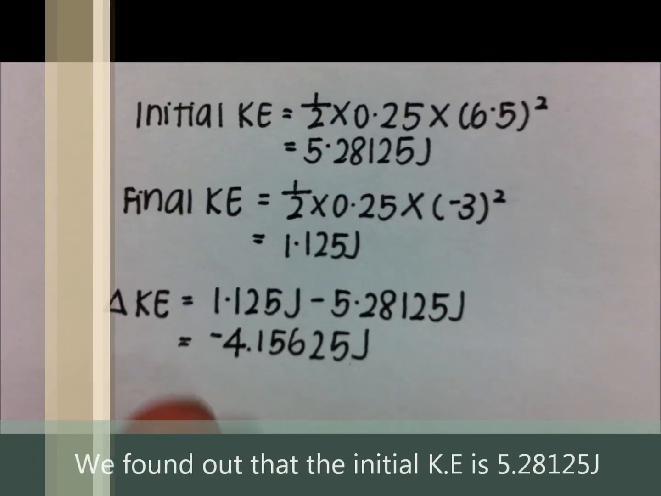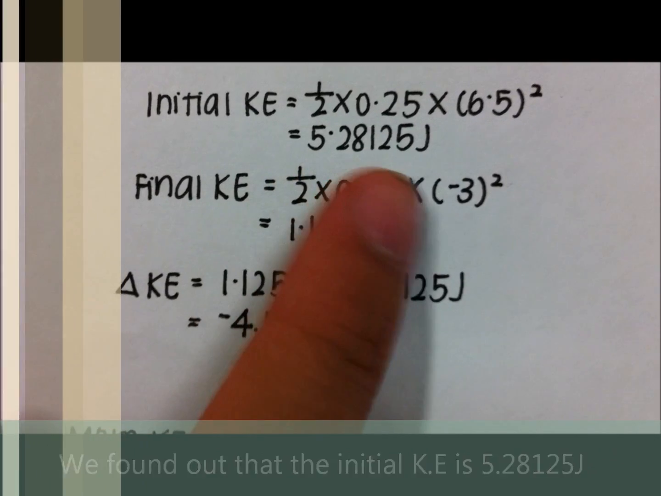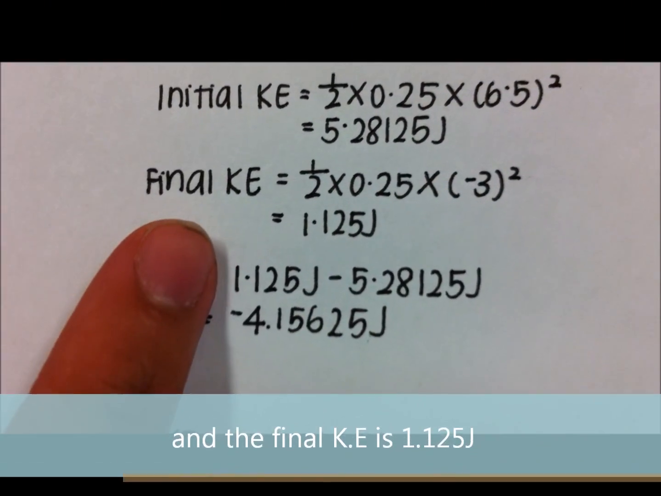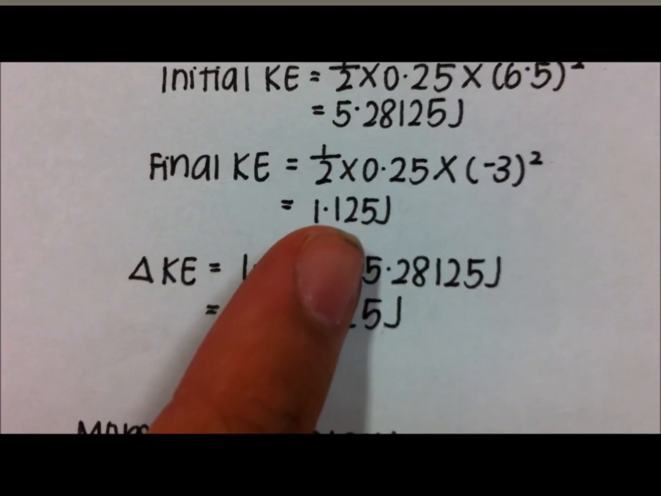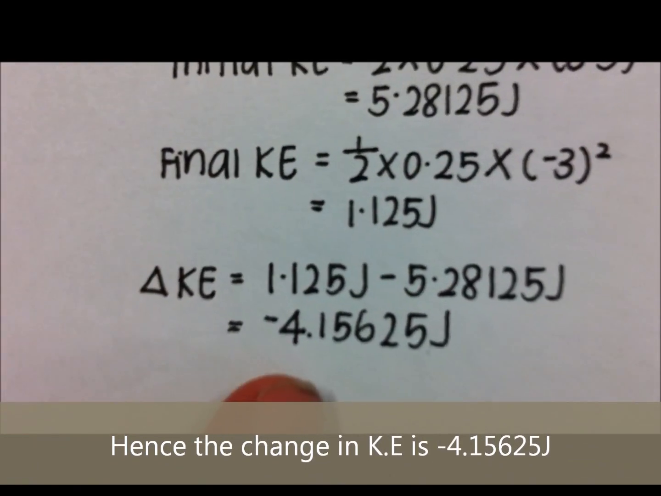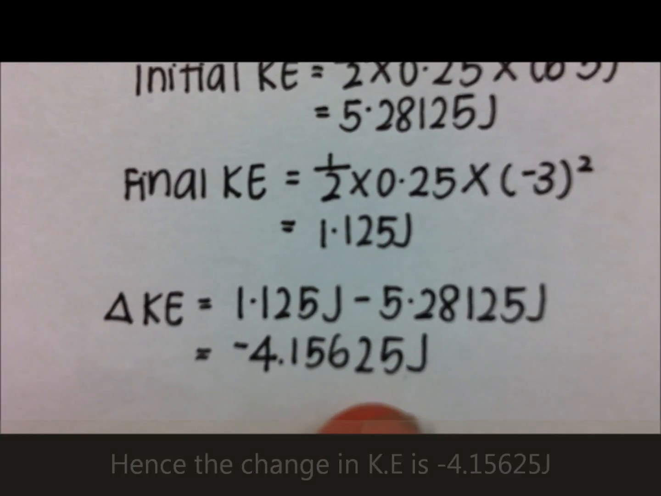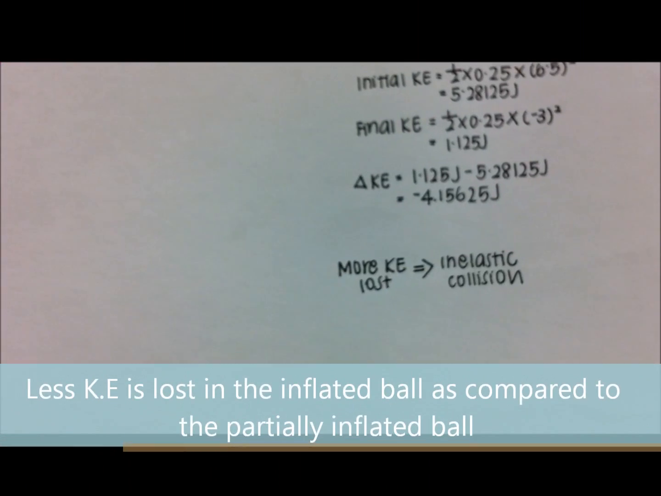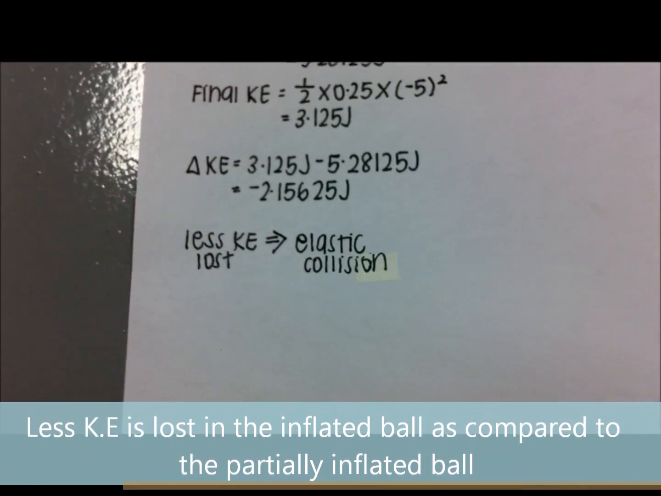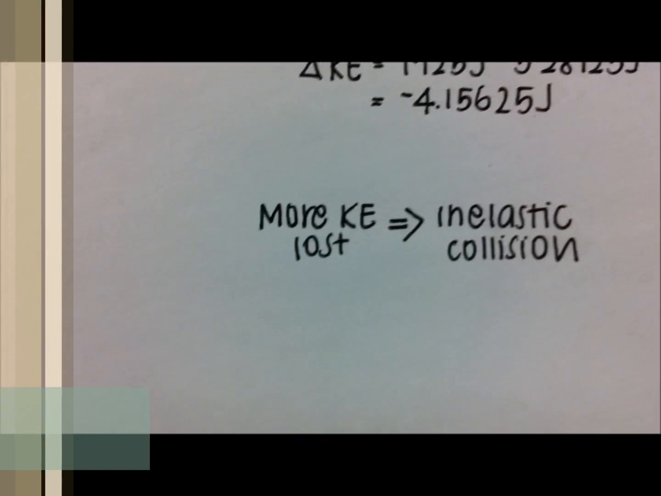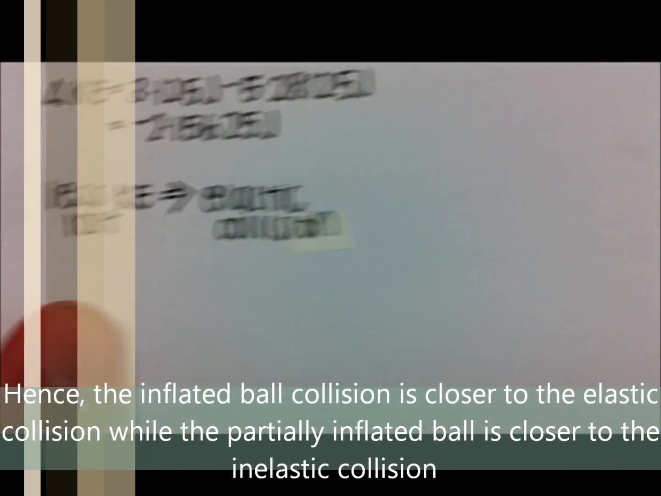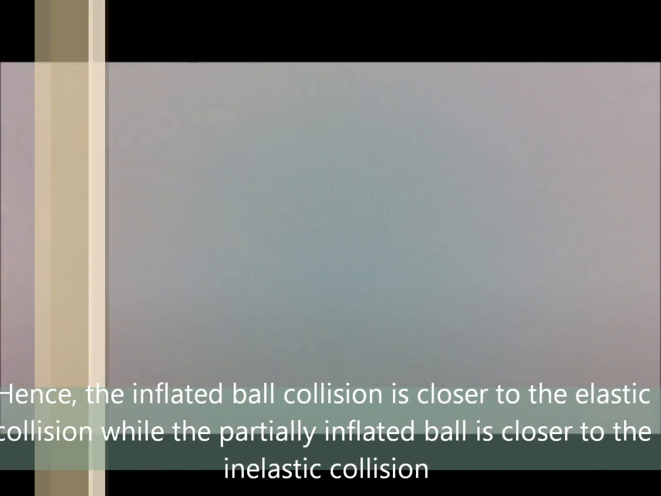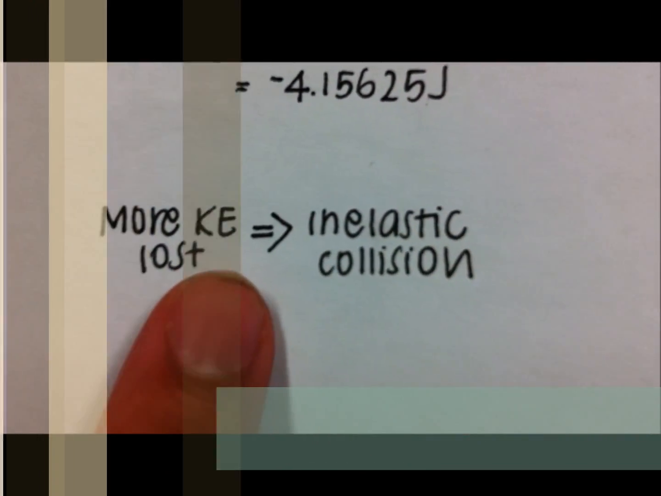As for the partially inflated ball, we found that the initial KE is 5.28125 joules and the final KE is 1.125 joules. Hence, the change in KE is negative 4.15625 joules. By comparing the change in KE for the inflated ball and the partially inflated ball, less KE is lost in the inflated ball as compared to the partially inflated ball. Hence, the inflated ball collision is closer to the elastic collision, while the partially inflated ball is closer to the inelastic collision.